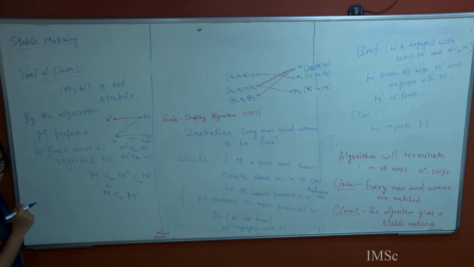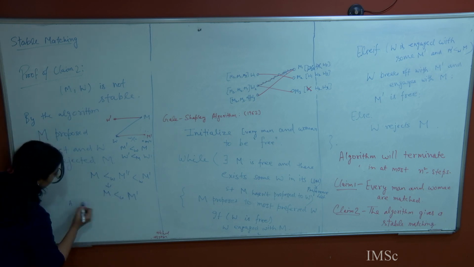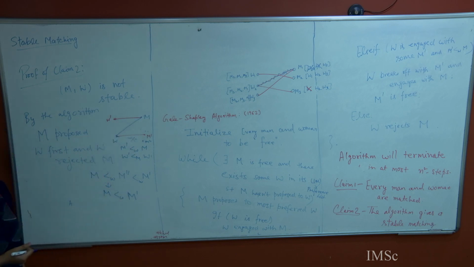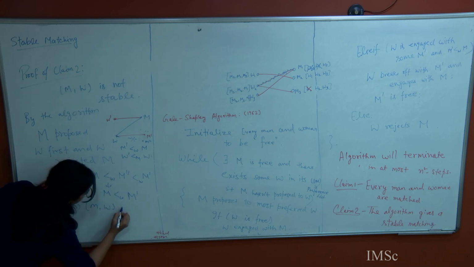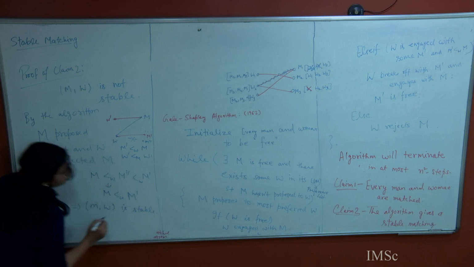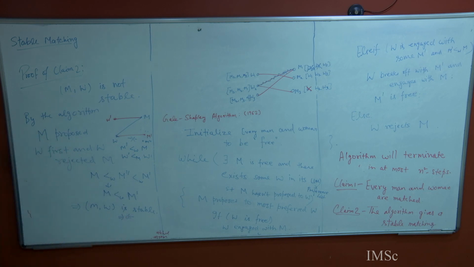Okay. But if it is so, then this matching is a stable matching, right. So, that means this pair MW is stable, which is a contradiction. Okay. So, this is the case.